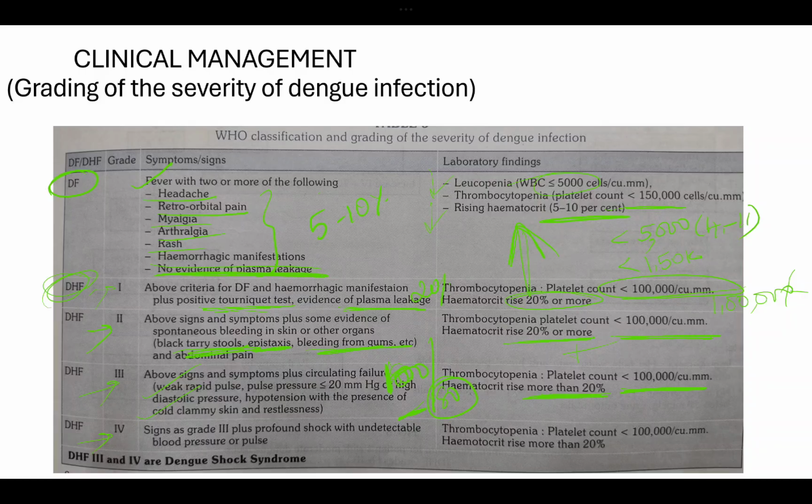Then we have dengue hemorrhagic fever grade 4: all the signs of grade 3 plus profound shock with undetectable blood pressure or pulse. You cannot record the blood pressure, the pulse is non-detectable. The platelet count will be less than 1 lakh per cubic mm, and hematocrit rises more than 20%.